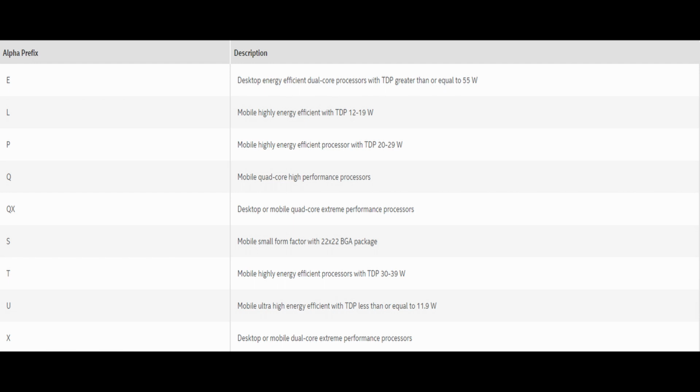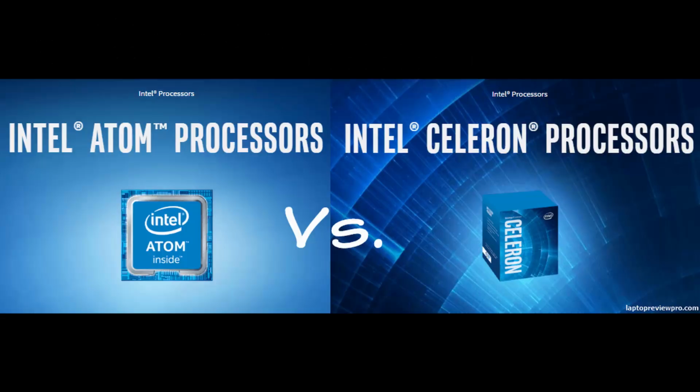Up next is L, which stands for mobile processors with the lowest TDP possible. Next one is P, which is for mobile processors that are highly efficient with a moderate TDP. The last one is Q and QX, which indicate quad-core and quad-core with extreme performance. Now, for the final showdown, we have Intel's Atom and Celeron processors.